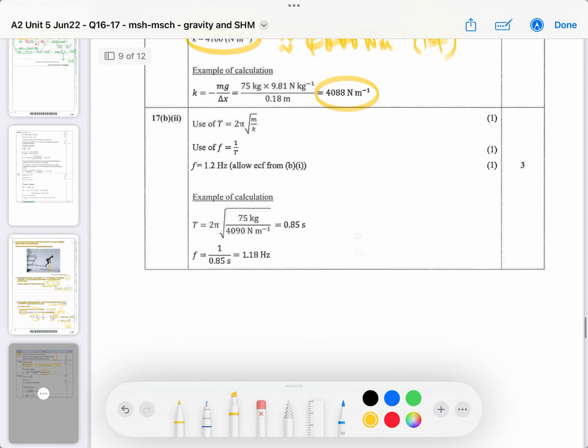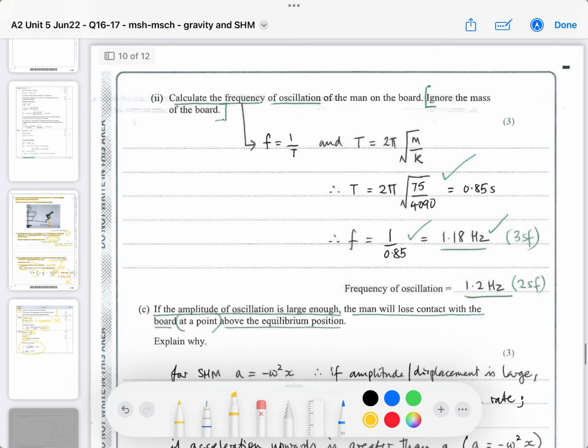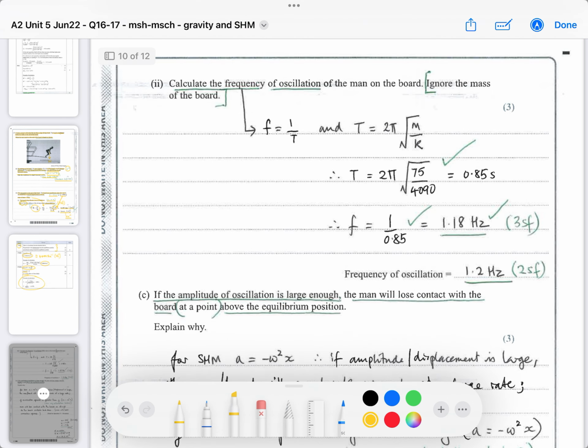The next part of the equation is using T equals 2 pi root m over k, and then they want the frequency, which comes out to 1.2 hertz, by inversing the period. And you can see the calculation they've done here, which is exactly what I'm going to show you in the next question. So we've done what they've said.